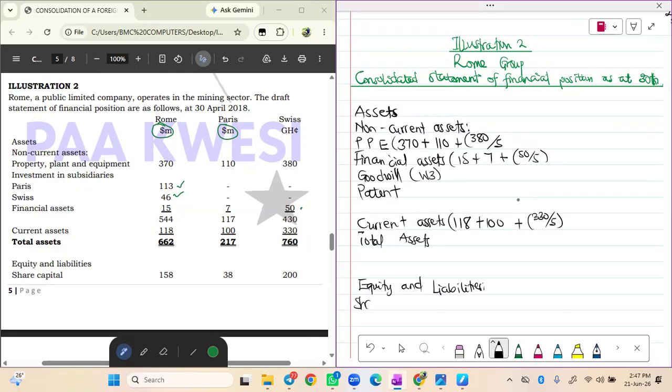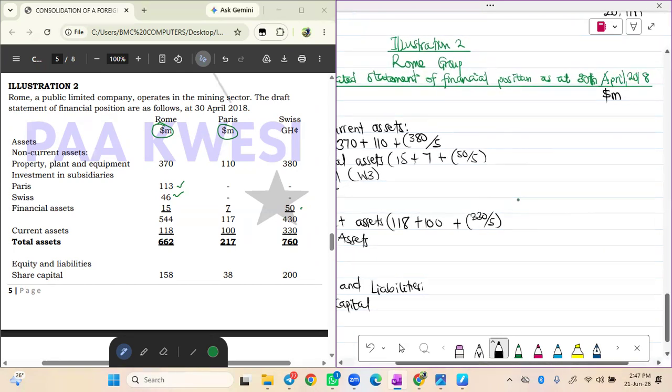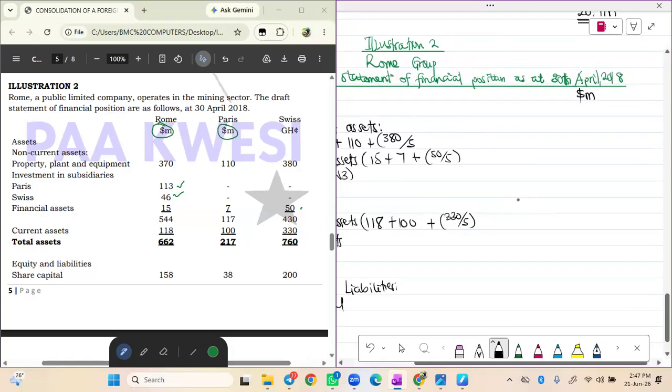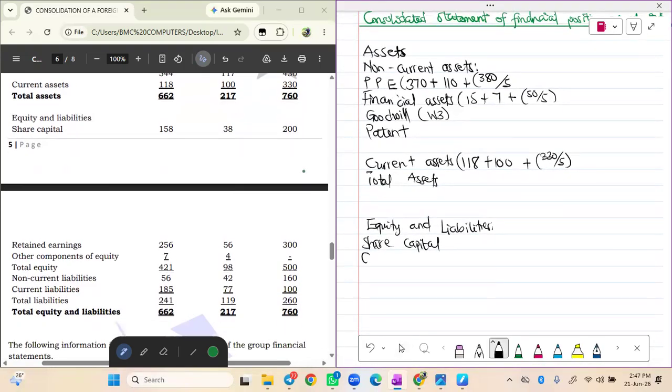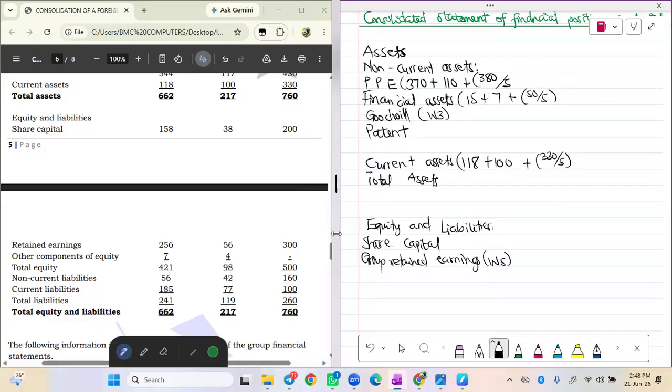You have your share capital. There was no share exchange. So this one, straight away record the share capital of the parent, 158. That's the only thing you can record as of now. Retained earnings will be replaced with group retained earnings, workings 5. Then after group retained earnings, just add your NCI. Or bring the other component of equity when you are done, then add the NCI.